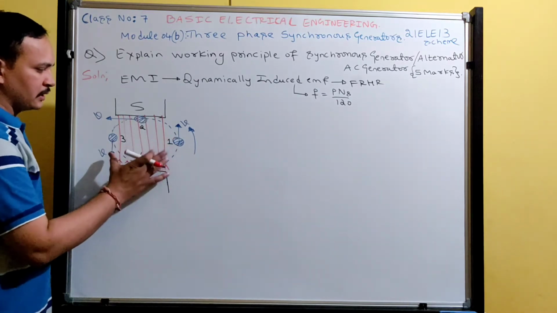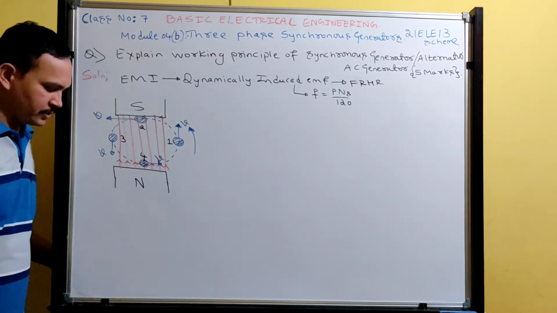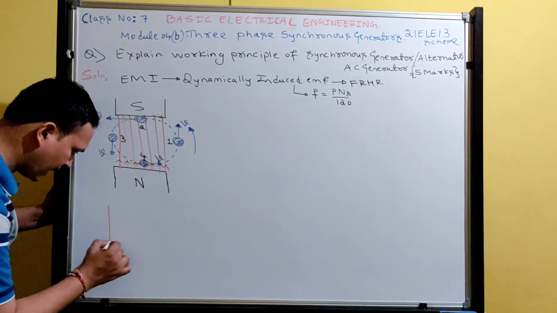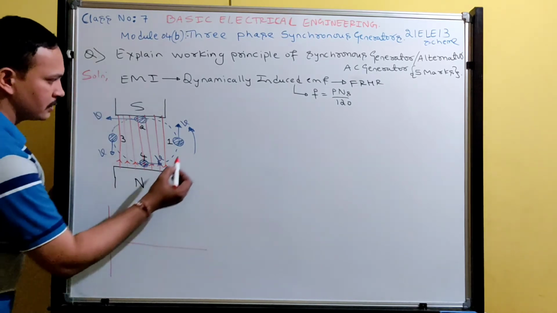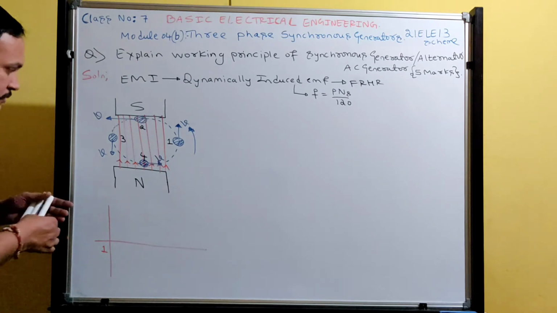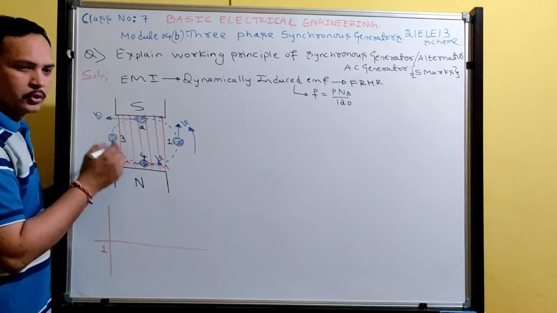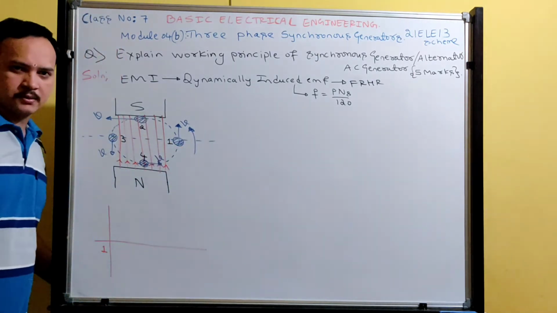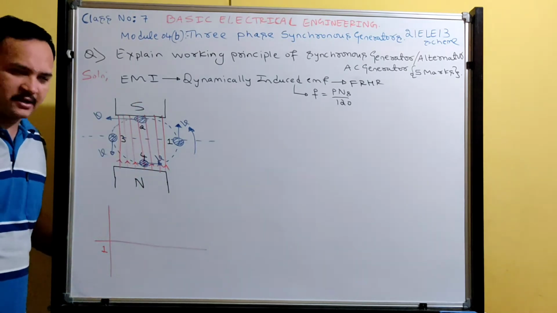So we know very well about dynamically induced EMF. This is a conductor, and whenever the conductor cuts the flux, EMF will be induced. Look here at position 1. The conductor is in the orthogonal axis. The orthogonal axis is nothing but the axis between the two poles, and it is also called the polar axis.